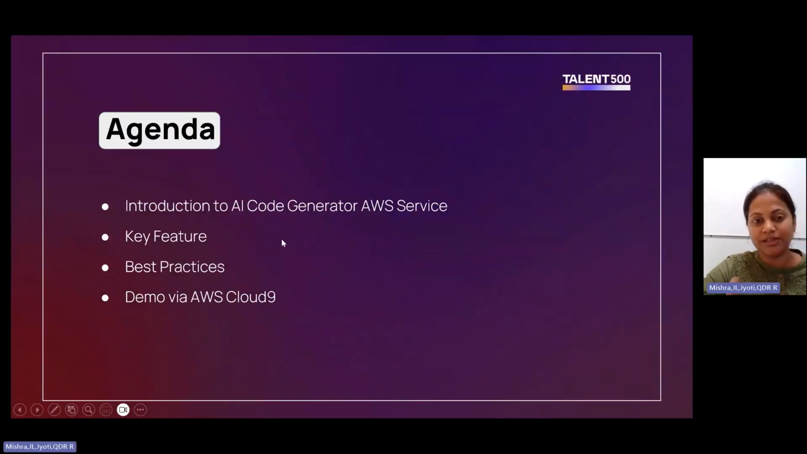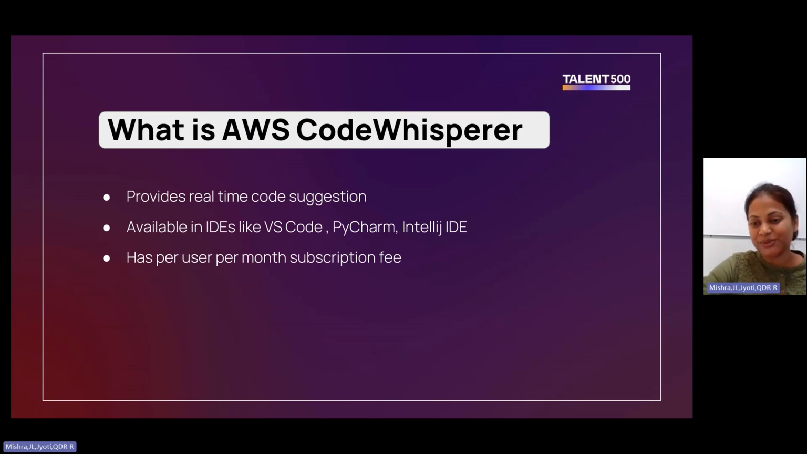service in AWS which acts as your code companion. That is AWS Code Whisperer. So let's get started with today's agenda. We'll see what this AI code generator AWS service looks like, its key features, best practices, and finally a demo.